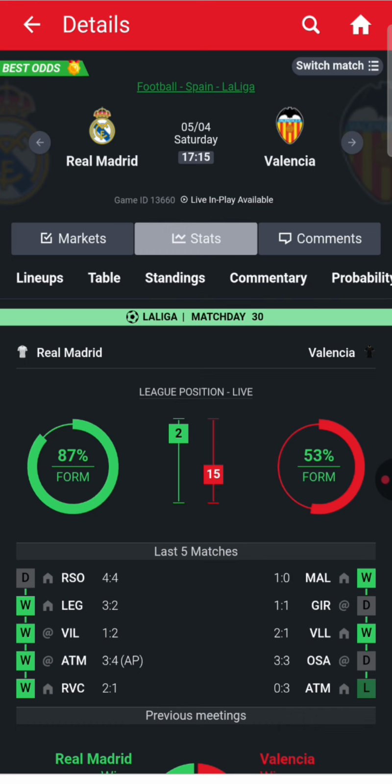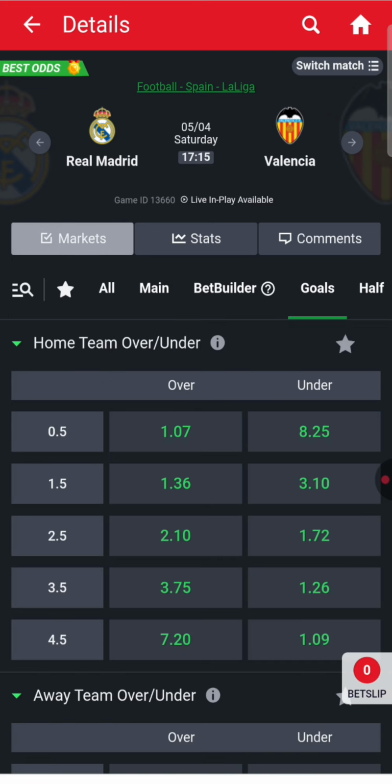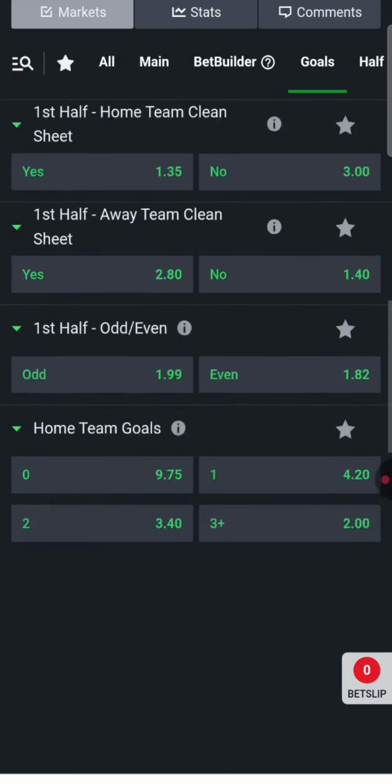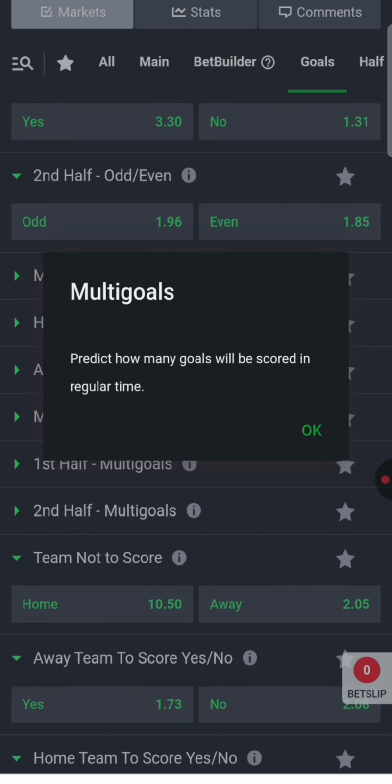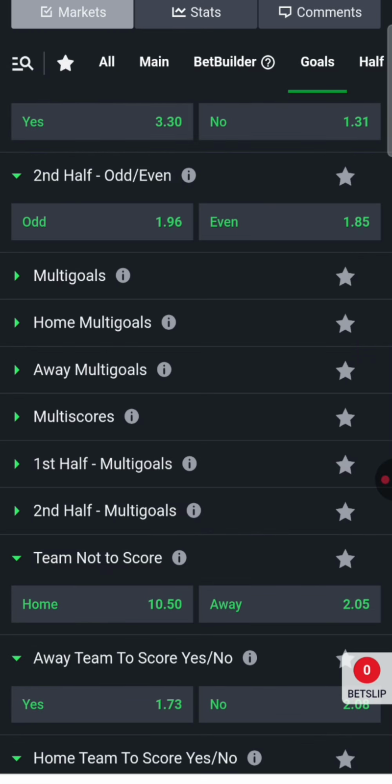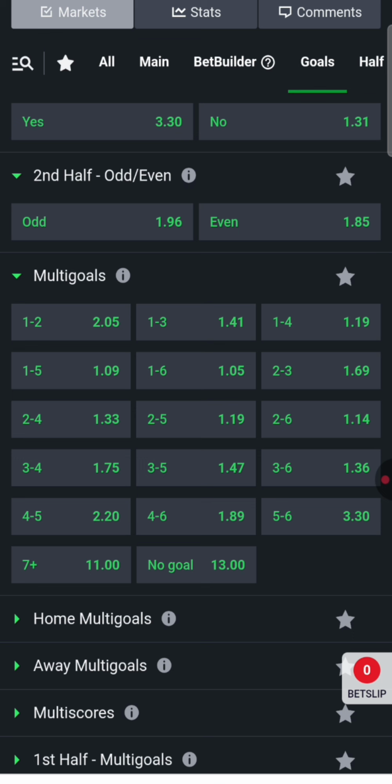So which means if you go to team goals, then you go to multi goals. Now, based on what you saw there, you have to focus on the list. Understand? The list has always been over 1.5, which means 1 to 2, 1 to 3.